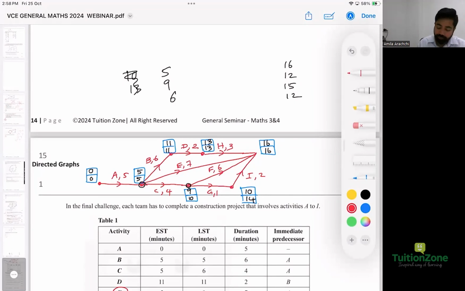ABDH sounds good. You can see the flow times are 0. So A, B, D, and the H. Perfect. Let's go back to the question now. We got all the numbers.